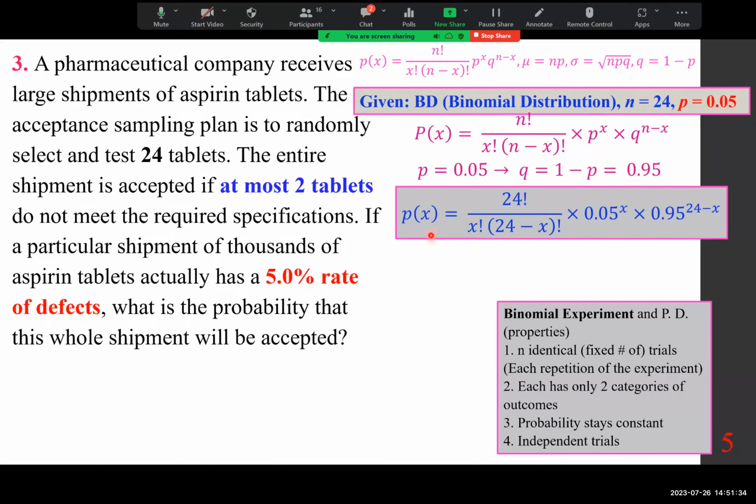Replace the x with 0. Remember, 0 factorial is 1. Probability of x equals 1, replace the x with 1. Probability of x equals 7, and so on and so forth. So let's go back to the question now.